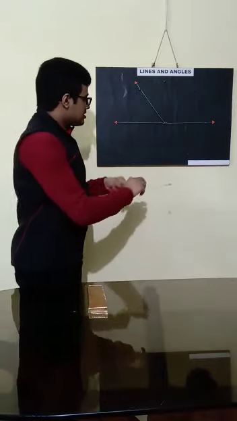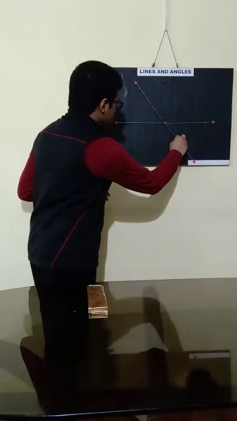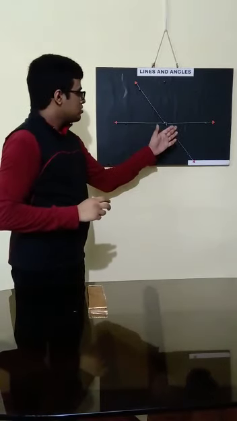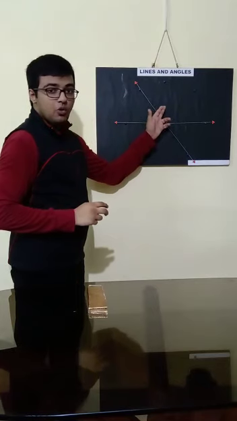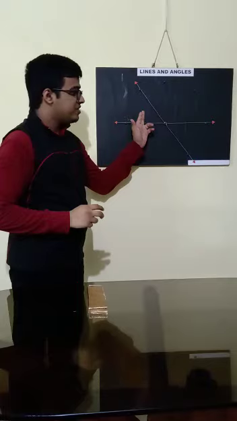Now let us see the last pair of angles. In a plane, when two lines intersect each other, two pairs of vertically opposite angles are formed and the property is that they are always equal.